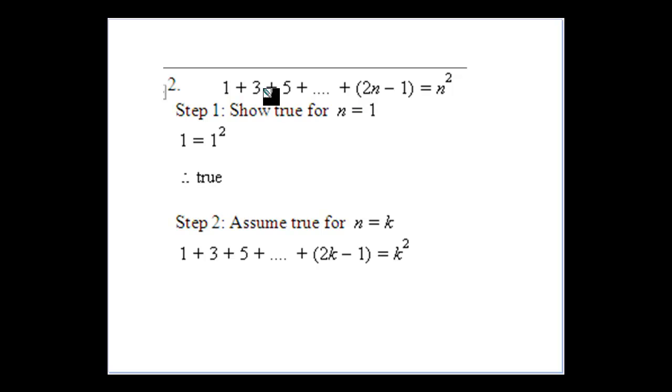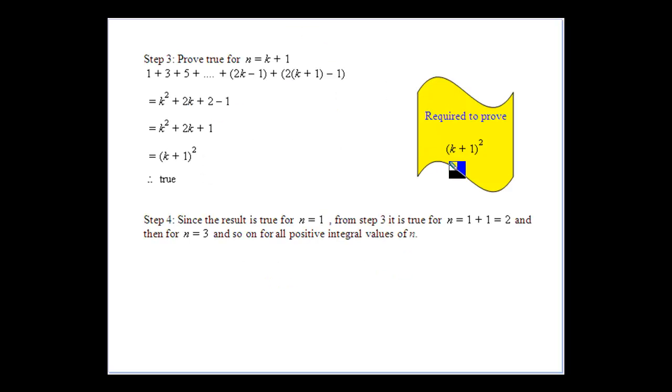In this next problem, we've got the sum of the consecutive odd integers. 2m minus 1 there is our general term. It'd be equal to n squared. So again, prove it's true for n is equal to 1. 2 times 1 minus 1 is 1. 1 squared is 1. It's true. Again, we make our assumption that n is equal to k. The sum of the first k odd integers is equal to k squared. What we should be looking to prove is that the sum of the first k plus 1 odd integers equals (k plus 1) all squared.